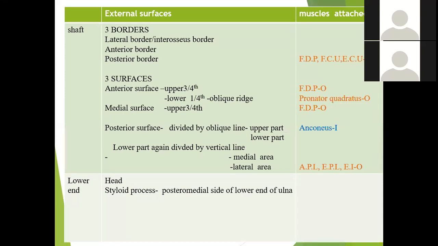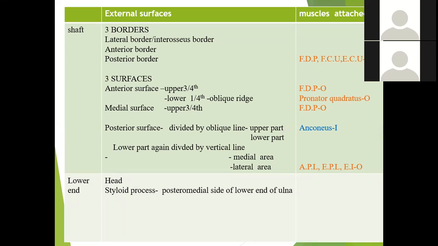How many borders are there? There are three borders. And how many surfaces? Three surfaces. What are the borders? It has a lateral border, an anterior border, and a posterior border. One point you should keep in mind: the radius is a lateral side bone, so it has a lateral surface and a medial border, just the opposite side being the border. Radius: lateral surface, medial border.